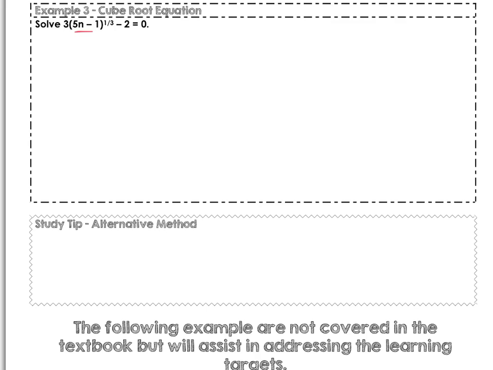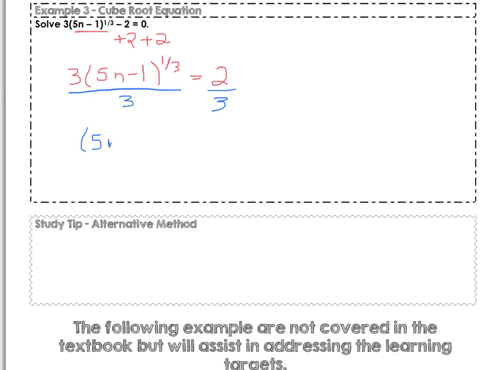I still want to isolate my variable. So to do that, I first need to add 2 onto both sides. If you haven't noticed, we're basically doing the reverse order of operations, okay? So now we have a 2. Next, we need to divide both sides by 3. And so now we have 5n minus 1 to the 1/3 power is equal to 2/3.